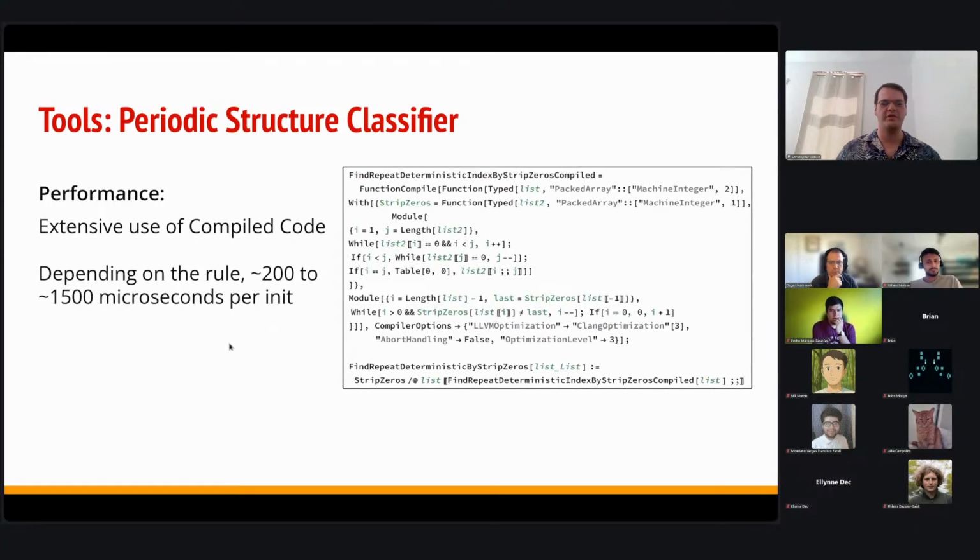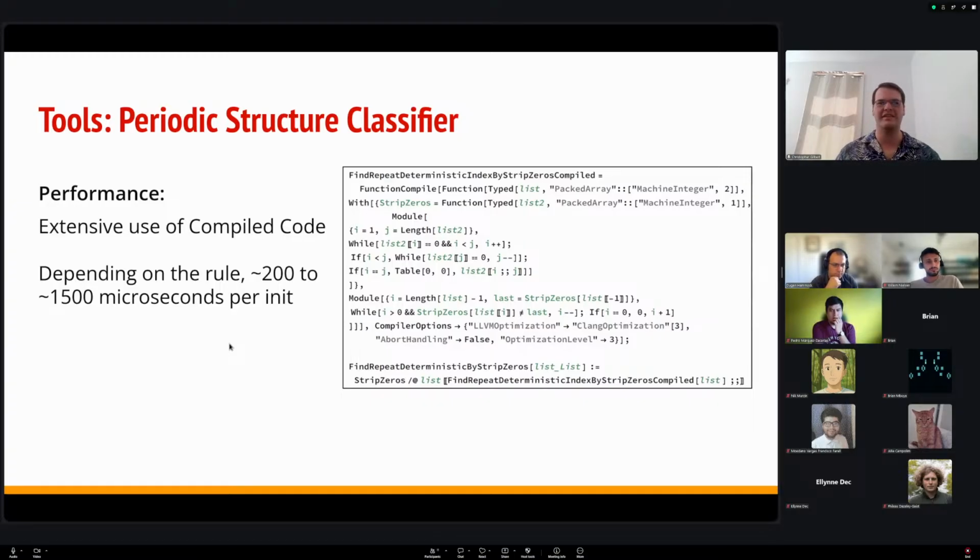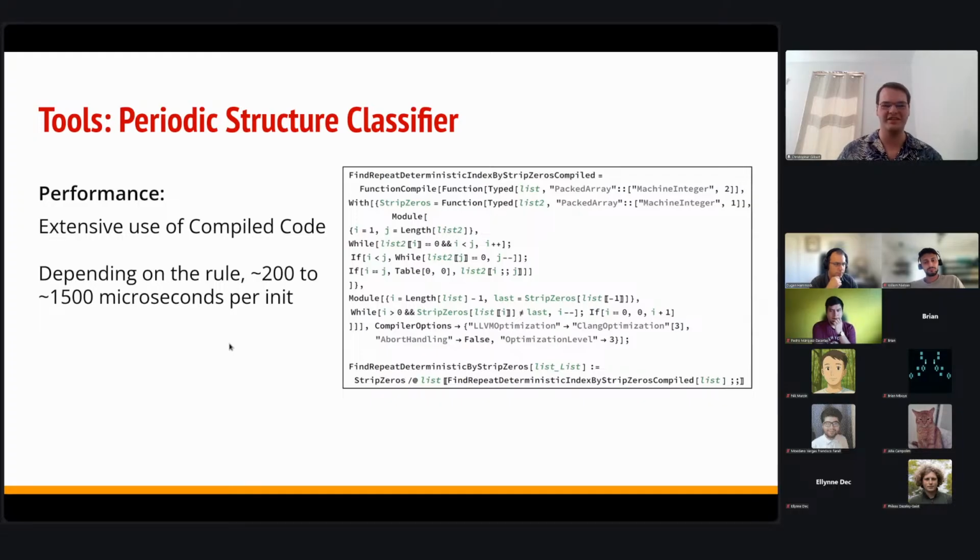Talking about performance quickly, it's fairly well optimized, and it uses the Wolfram compiler pretty extensively, especially for its subroutines. Pretty much all of that is compiled code. Depending on the rule, it takes anywhere from about 200 to 1500 microseconds to determine the behavior of a single initial condition, and this can of course be parallelized. This also depends a lot on the type of initial condition. If it's a very small, very low period initial condition, it'll get it right away. But if it's this big glider gun growing structure, then it might take a lot longer. But that's the average.